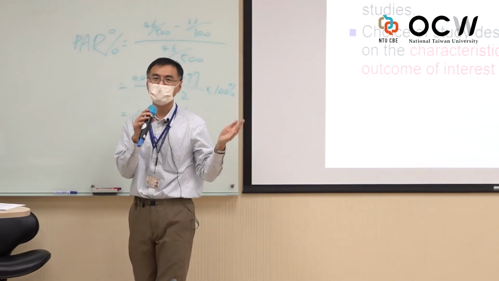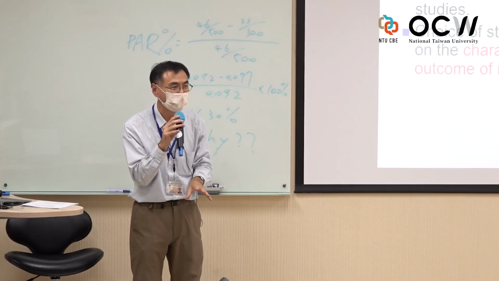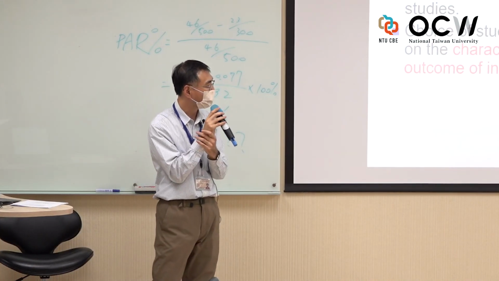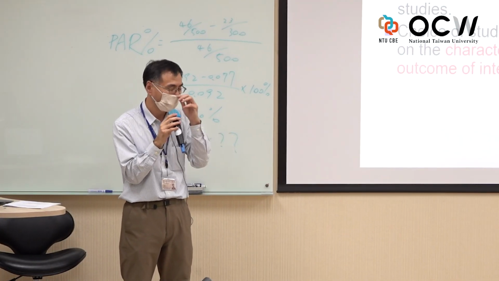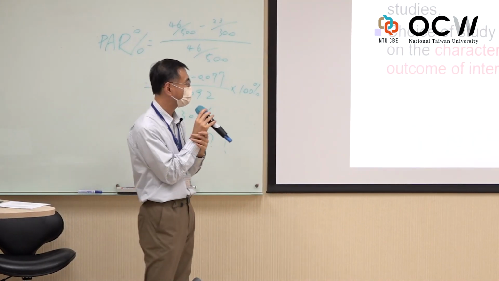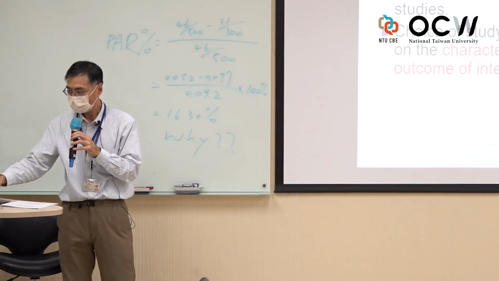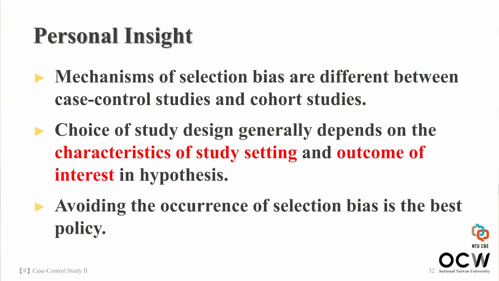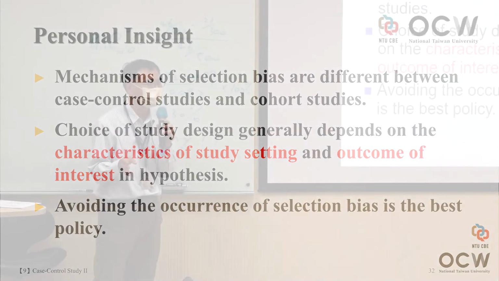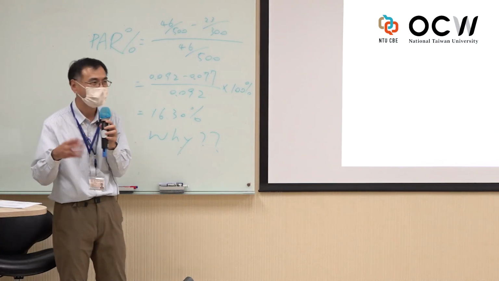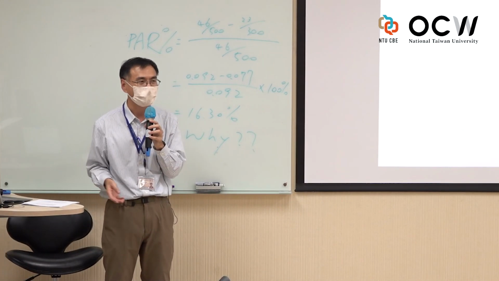So now you have learned the 2 typical observational study designs, right? How can we make that decision? It really depends on the characteristics of the study setting, or whether it exists in the records or data set. And also it depends on the characteristics of the outcome of interest. Okay. And avoiding the occurrence of selection bias is the best policy because it's very hard to assess the direction, and also it's very hard to do anything about it. So the best way is to avoid it in the process of study design or collecting data.